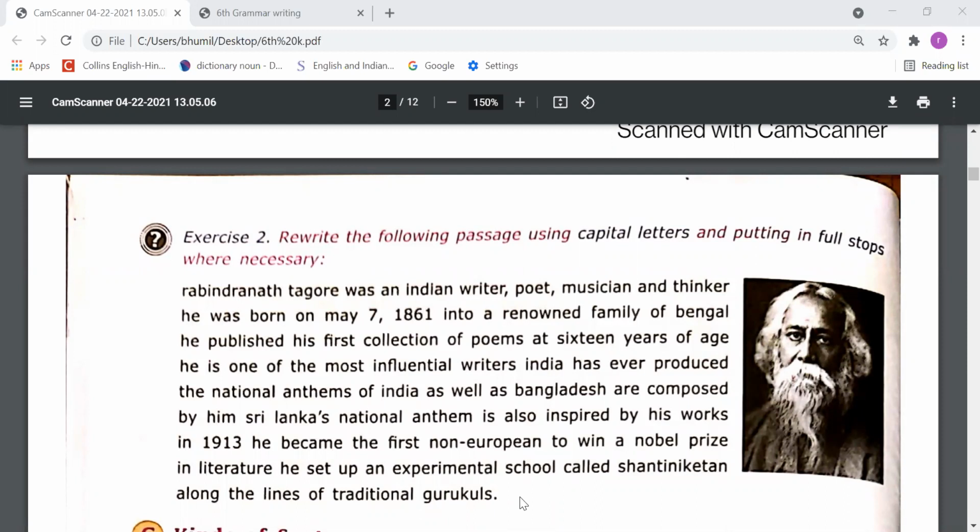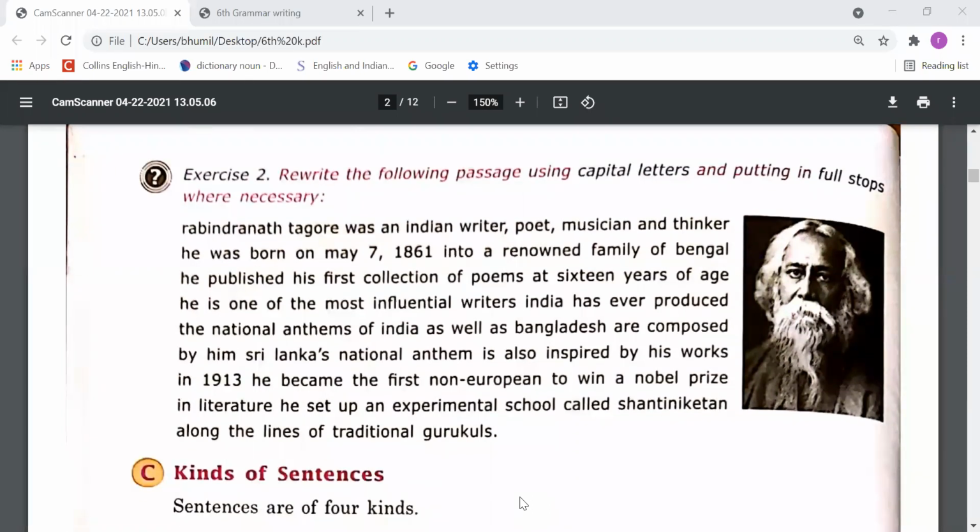So I tell you one thing about the capital letters. Whenever we use a proper name, or we can say a proper noun, in any sentence, we should use a capital for the first letter of that word. Secondly, whenever we start a new sentence, the first letter of that sentence is capital. And whenever we end a sentence, if that sentence is assertive or a statement, we need to put the full stop. So on the basis of this understanding, let's do this exercise.